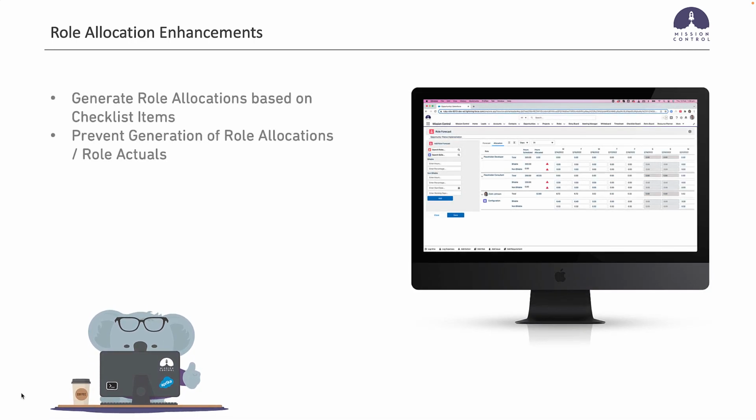The role allocations: there are a few enhancements there. Your role allocations can now take into account checklist items. So rather than just taking into account the action or the contributor dates, the checklist items can also be factored in. There's a new setting on the console that will need to be enabled for that to happen. And we've also added a field onto the project that allows you to prevent role allocations and role actuals being generated for individual projects.